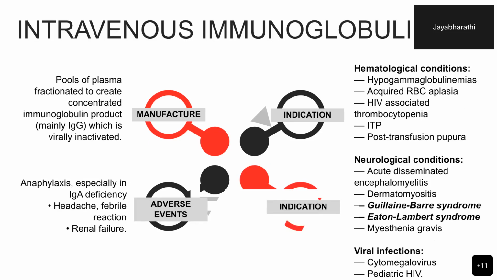Next, the intravenous immunoglobulins. It is prepared from pools of plasma fraction to create concentrated immunoglobulin products. It is mainly IgG, which is virally inactivated.